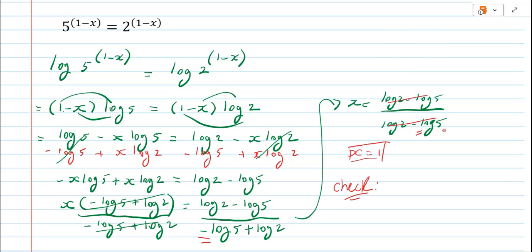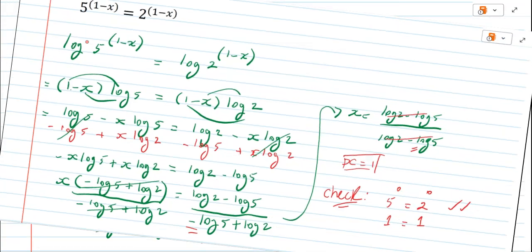When you check your answer, what do you get? When x is 1, you plug it back into the original equation. You get 5 to the 1 minus 1, that is 0, equals 2 to the 1 minus 1, that is 0. Is 5 to the 0 equal to 2 to the 0? Sure it is. They're both equal to 1.